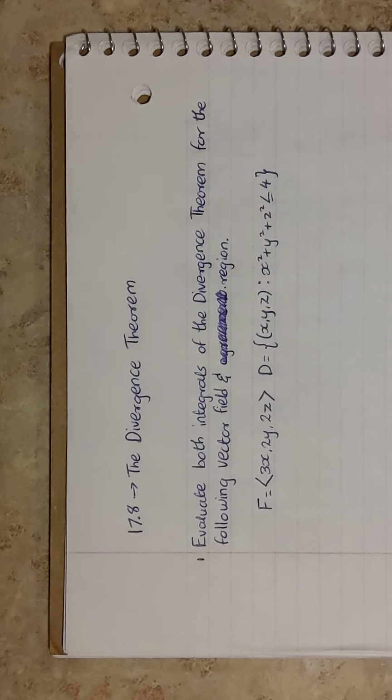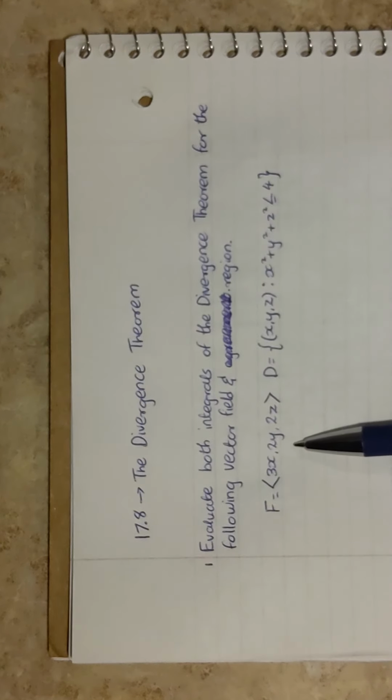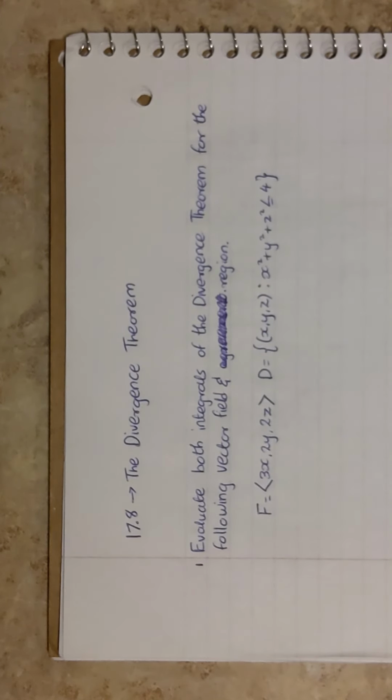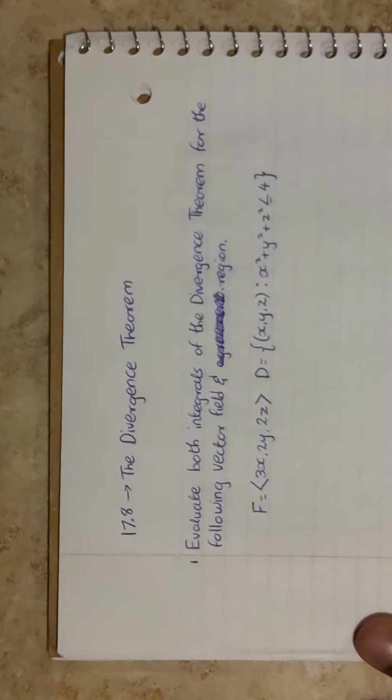So today we're going to do the divergence theorem, and it's asking to evaluate both integrals of the divergence theorem for the following vector field and region. So you have integral A, the first one, and D, the second one. Practically, the first integral of the divergence theorem comes in this format.